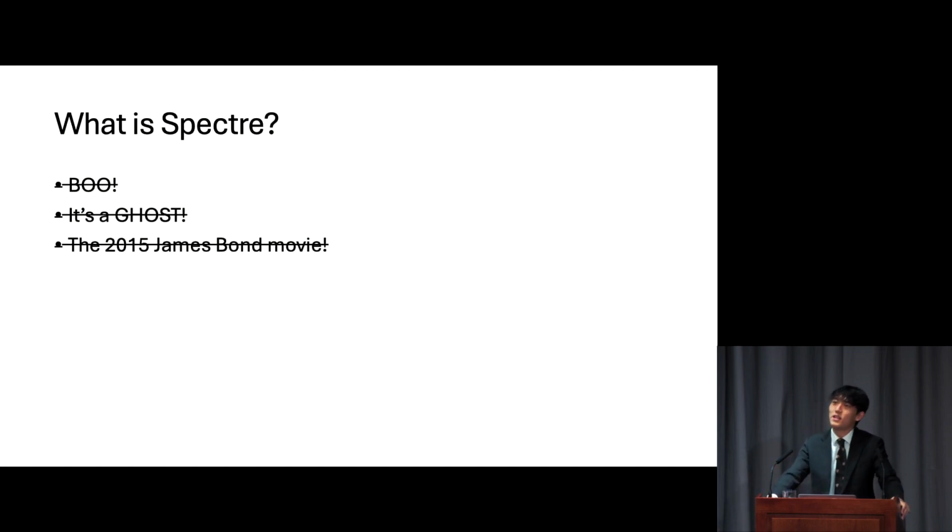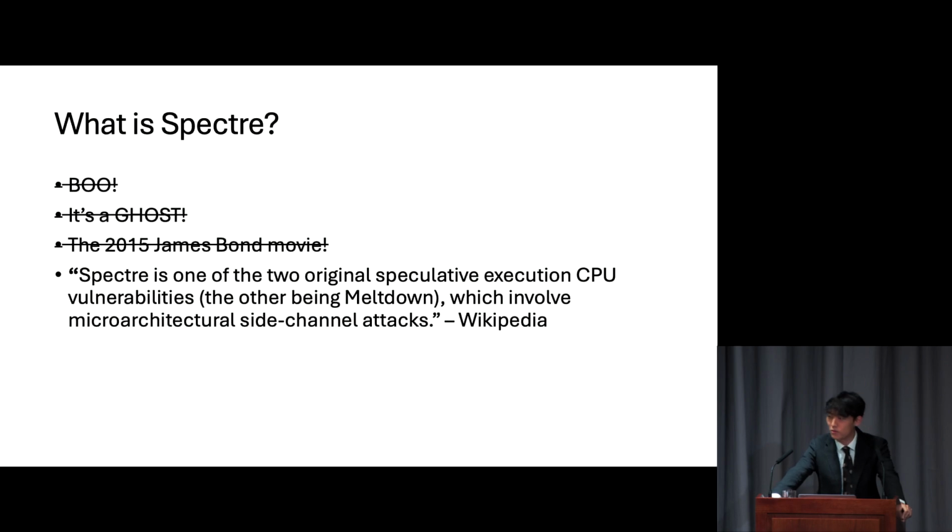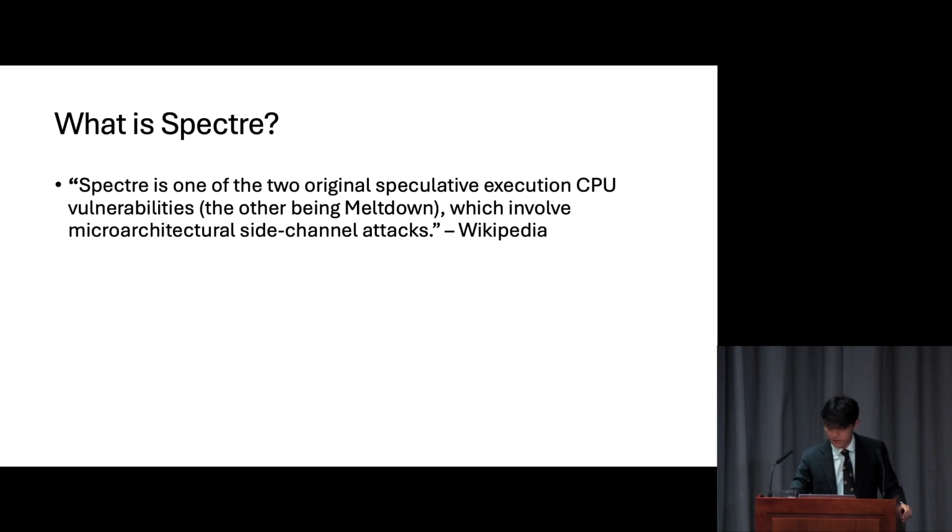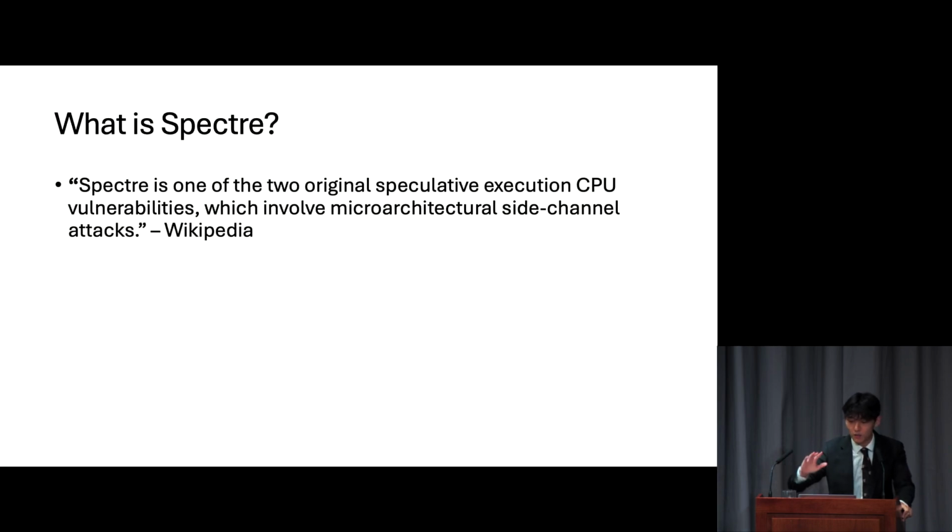Why don't we ask the all-knowing Wikipedia about it? So Wikipedia says Spectre is one of the two original speculative execution CPU vulnerabilities, the other being Meltdown, which involve microarchitectural side-channel attacks. Okay, so this is the first sentence you get from the Spectre Wikipedia page. Okay, let's look at this. What does this long sentence mean? Okay, first of all, the other being Meltdown. That's the other one. We're talking about Spectre, so ignore that.